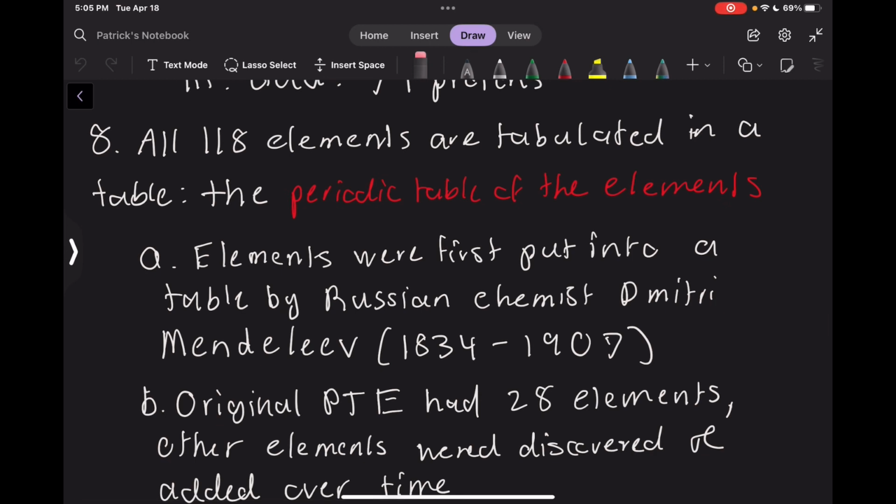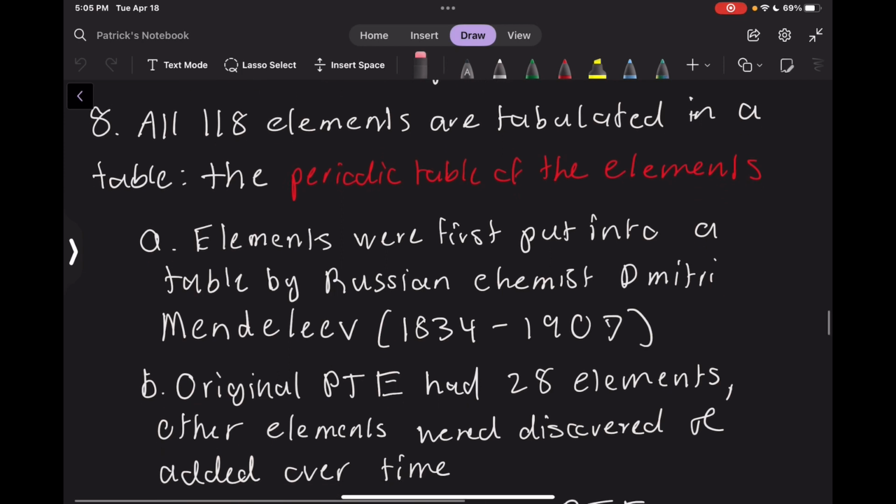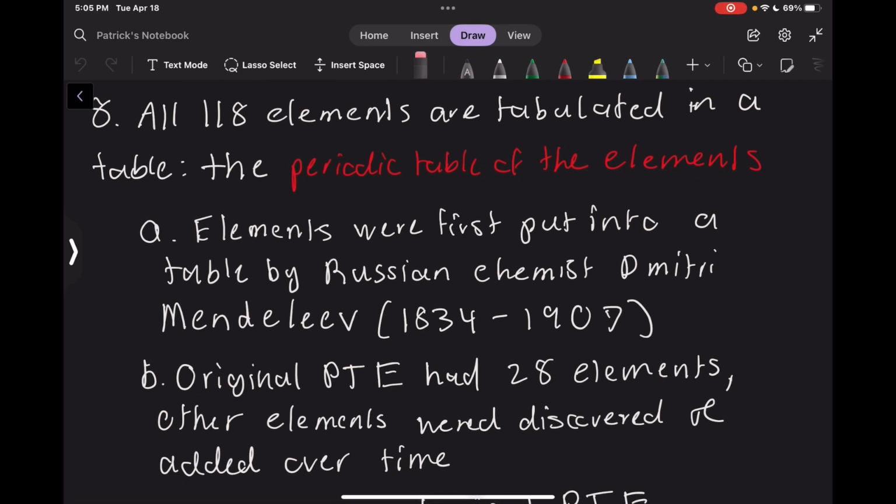For easy reference, all the 118 known chemical elements are tabulated in a table called the periodic table of the elements. The first person to make something resembling the modern periodic table was the Russian chemist Dmitry Mendeleev during the 19th century. His original periodic table only had 28 elements listed on it, but more were added as they were discovered and isolated.